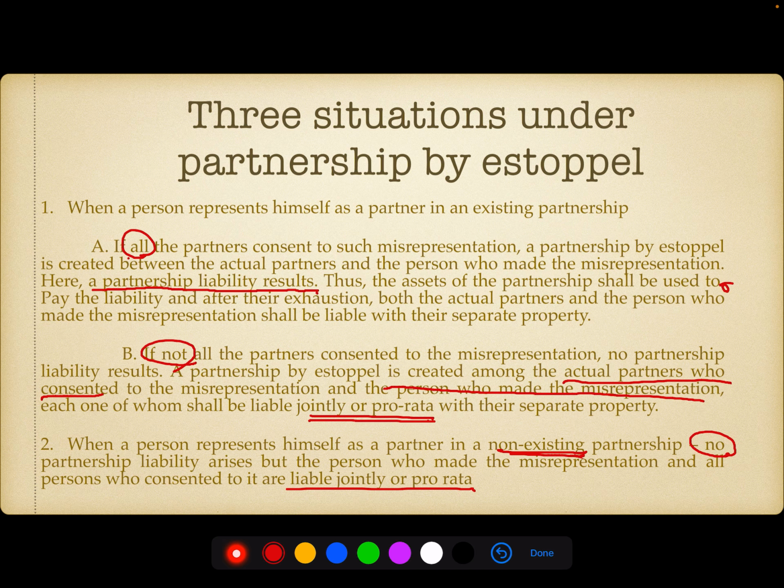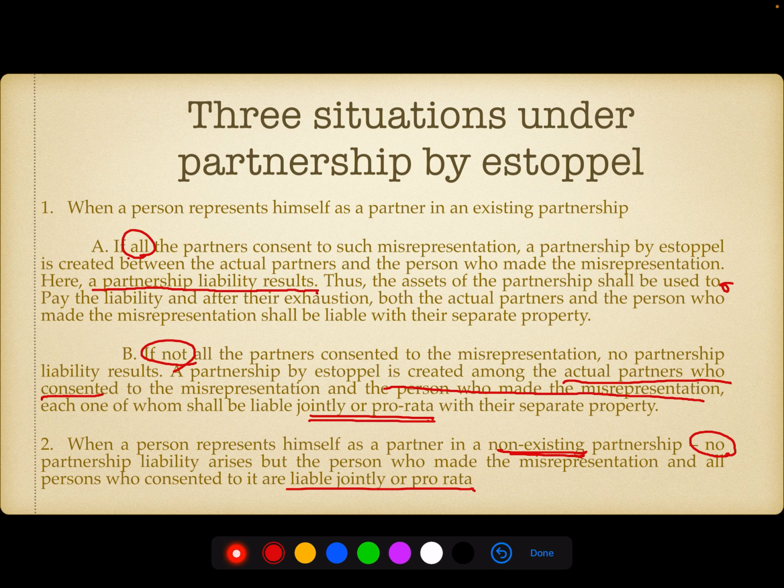And X extends credit. There is a partnership by estoppel because in reality, the partnership is only between A, B, and C. So, assuming, for example, they were able to purchase on credit materials worth 90,000 and they only have assets of 60,000, X may now go after the 30,000 difference from A, B, C, and D. But if, for example, only A and B permitted D to represent himself as a partner and C did not consent or does not know at all, in that case, X can only claim the difference of 30,000.